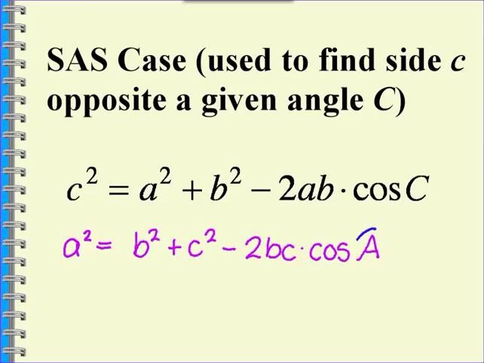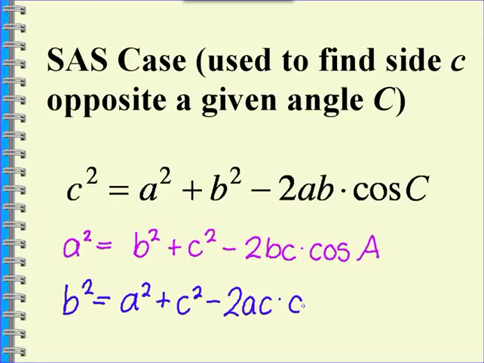So this and this will always match. The A's will always match. So let's go ahead and try and find B. So let's do B squared. What would B squared equal? A squared plus C squared, keep going, minus 2AC times the cosine of B. So that's for the side-angle-side case. That's when you know two sides and the included angle and you want to find the other side.